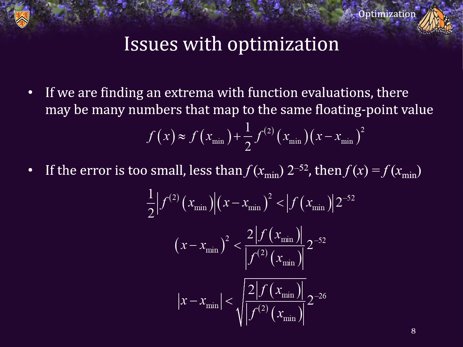and then we can take the square root of both sides. So we can now calculate the right-hand side, and consequently, if x is any point within that distance of the minimum, it's going to evaluate to the exact same floating point number as the actual minimum.